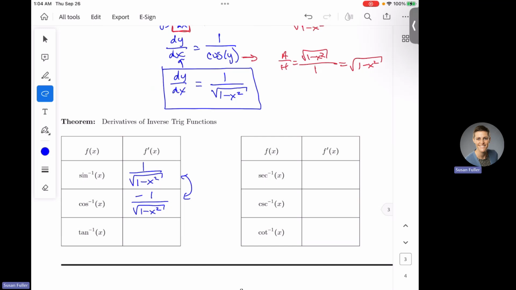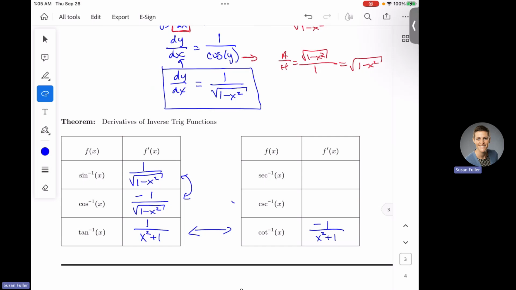If you did the same thing with arctangent, you would find that the derivative of arctangent of x is 1 over x squared plus 1. And I'm going to link these two together. I'm going to jump to cotangent next, because tangent and cotangent are related, as they often are. The derivative of arccotangent of x is the same as arctangent. It's just negative. So it's going to be negative 1 over x squared plus 1.